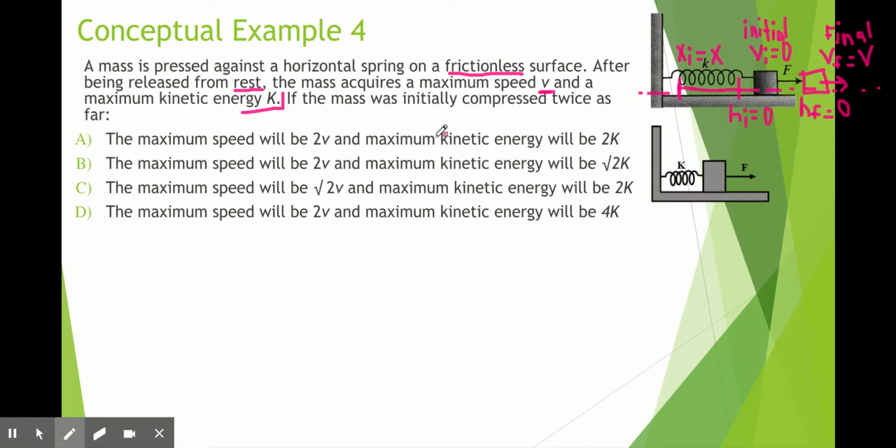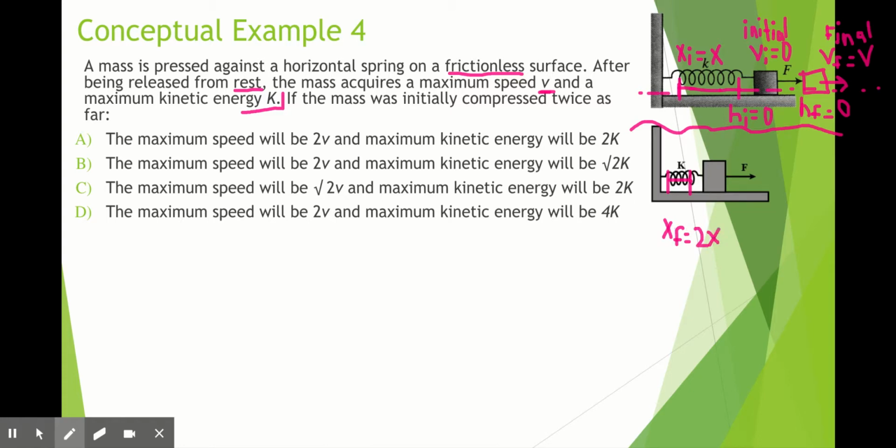In our second situation, we're told that the mass is now compressed twice as far. So our initial situation is going to change. This compression distance of the spring, x, is twice as far. So in our second situation, x initial is 2 times x, right? It's coiled or compressed twice as far as before, 2x.